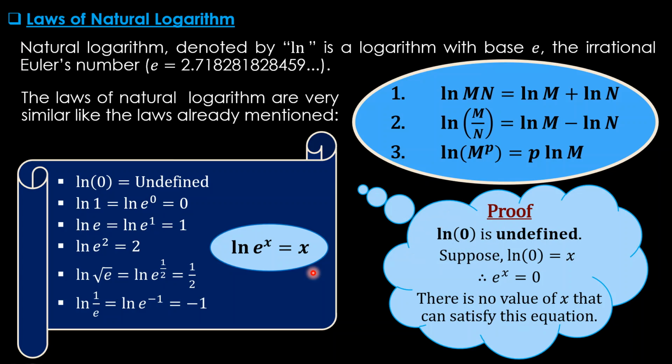Now, ln 0 is undefined. How can we prove that? Suppose ln 0 equals x. Since ln means base e, if we want to write this logarithmic relation in exponential form, we write e to the power x equals 0. Now, from this equation there is no value of x that can satisfy it. That's why ln 0 is undefined. This is the proof.